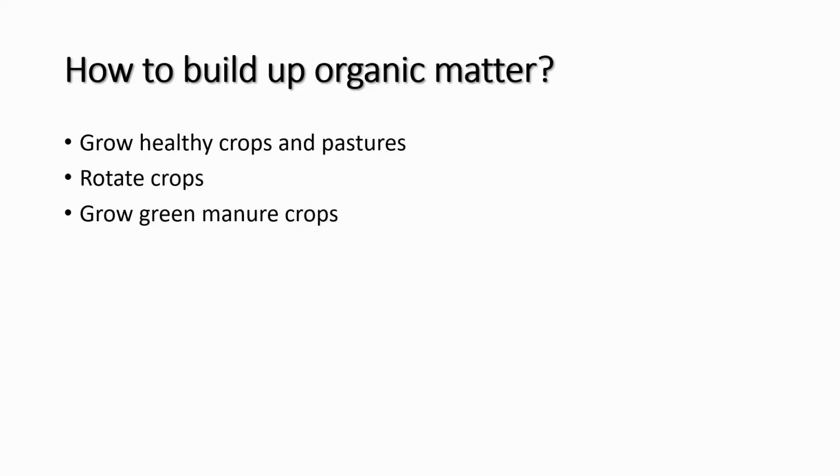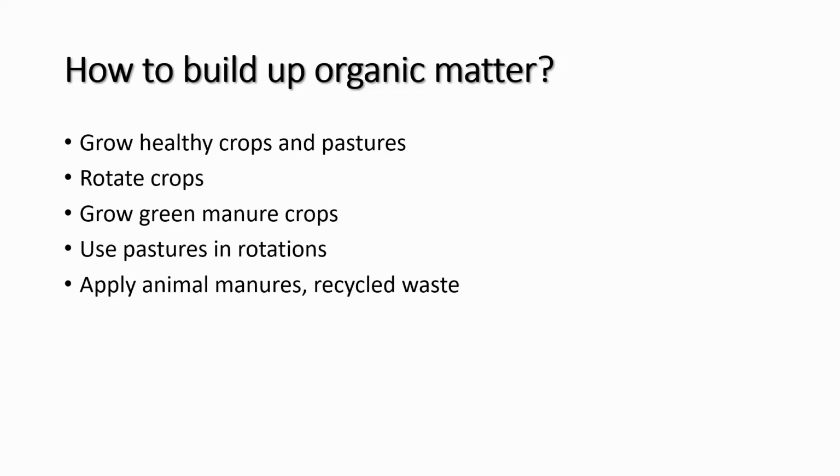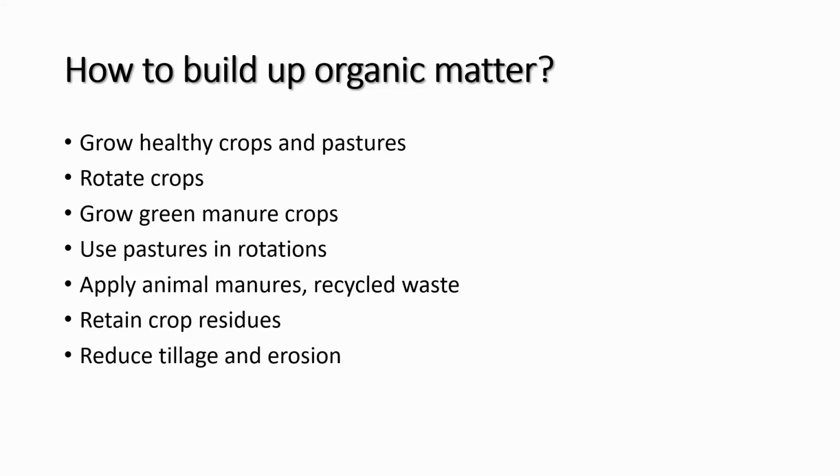Grow green manure crops, it helps the soil to regenerate. Go for regenerative agriculture. Use pastures in the rotations, it will be very helpful. Apply animal manures and recycled waste, it will increase the organic matter, it will increase the decomposition rate, it will increase the carbon level. Retain the crop residues within the soil for maximum time. Reduce the tillage and erosion.